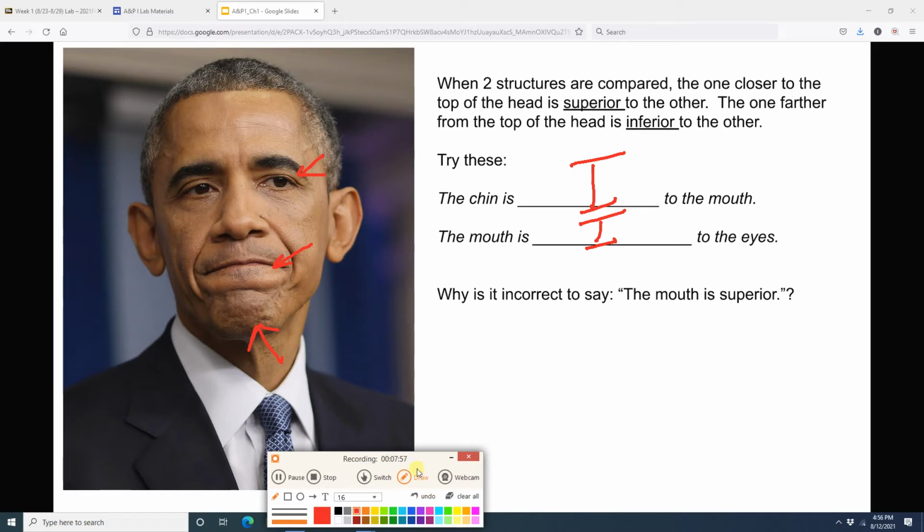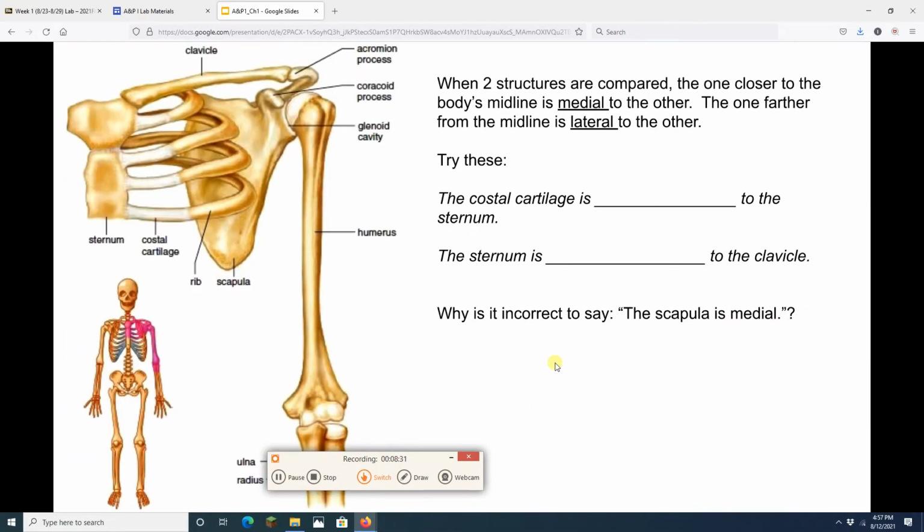All right. Cool. What else do we have here? One more quick question. Why is it incorrect to say the mouth is superior? Then this is wrong. We don't do this with a period on the end there. You always got to say superior to something else. Similarly, you always got to say inferior to something else. These are relative terms, so they're relative to something else. Okay, excellent. Let's keep on moving.